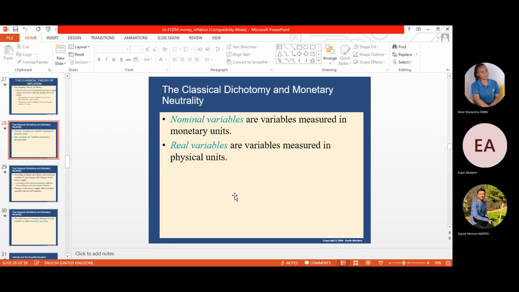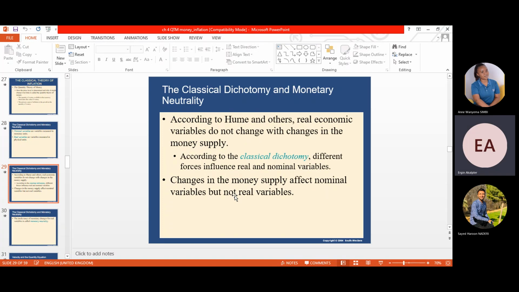It was okay. Okay. Hume, the economists, the scientists, and the others consider the real economic variables which do not change with a change in the money supply. According to the classical dichotomy, different forces influence real and nominal variables. A change in the money supply affects the nominal variables, but not the real variables. As I said to you, changes in the money supply affect only monetary nominal variables, but not the real variables.